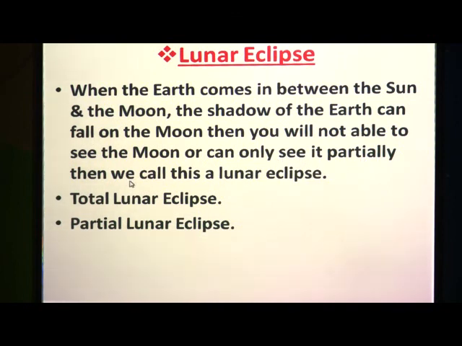This condition in space is known as a lunar eclipse. And like the solar eclipse, lunar eclipses are of two types: total lunar eclipse and partial lunar eclipse. In our next session we will see in detail about the lunar eclipse, and we will conclude our session here today.